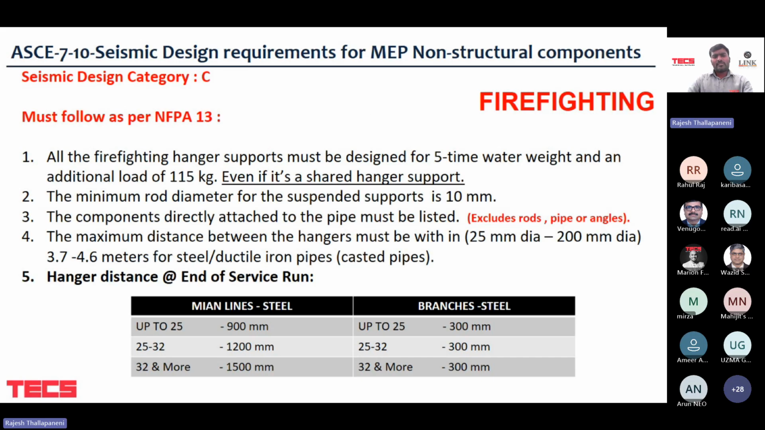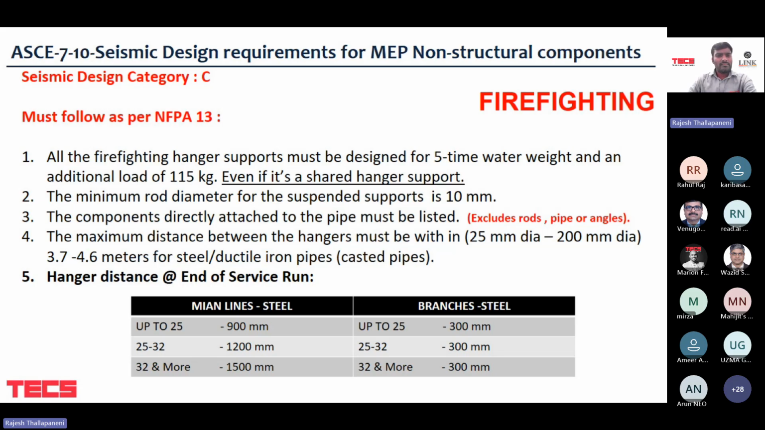Moving forward to discuss seismic in firefighting, I will just give you an overview of NFPA 13, especially for the hangers and supports. Every support must be designed for 5 times the water weight, the self weight of the service, plus 115 kg, which is shared with every hanger support. This 115 kg is specially allocated for the firefighters during a fire accident. They will take the safety hook and lock it to these supports, and then they can move inside, because the sprinklers will be suppressing the fire, so this acts as a pathway to go inside the building.